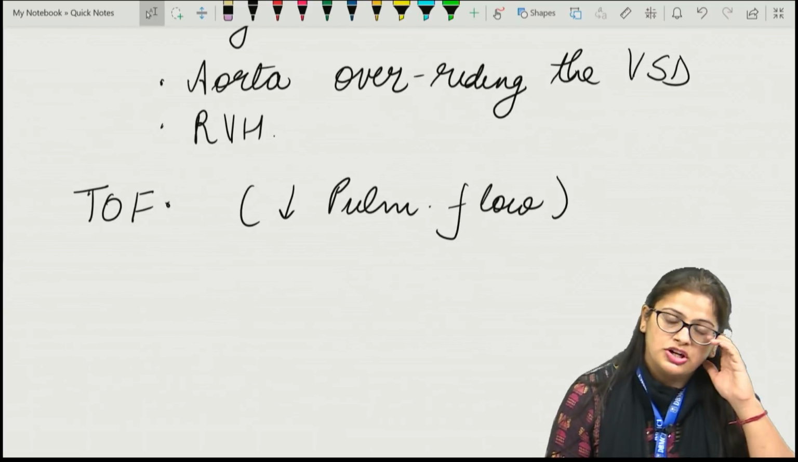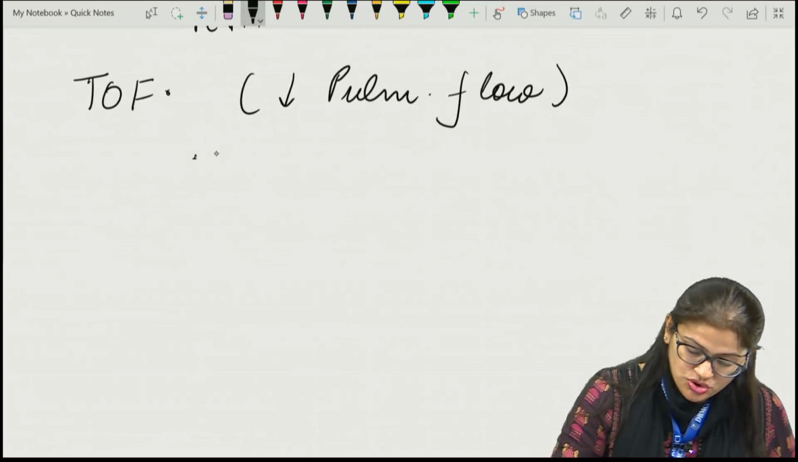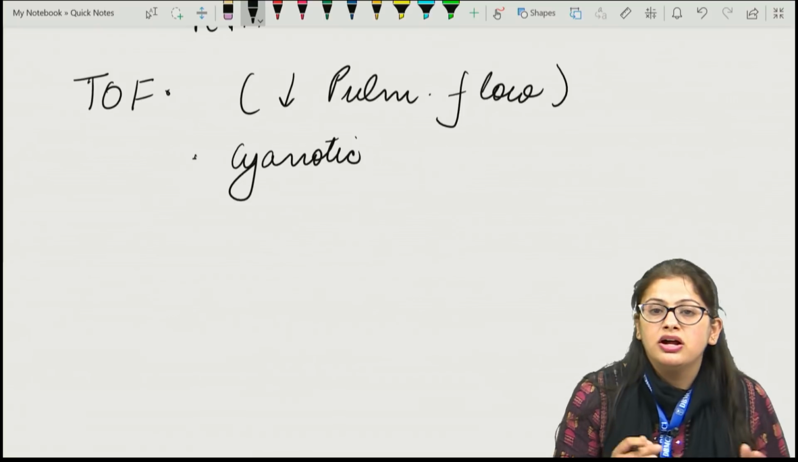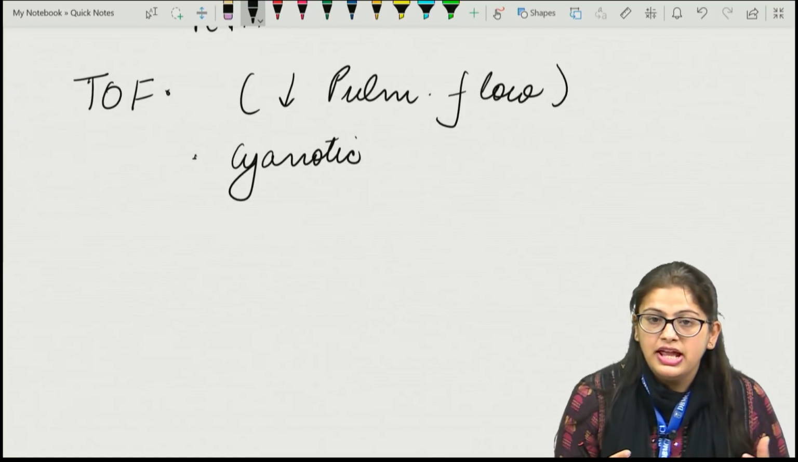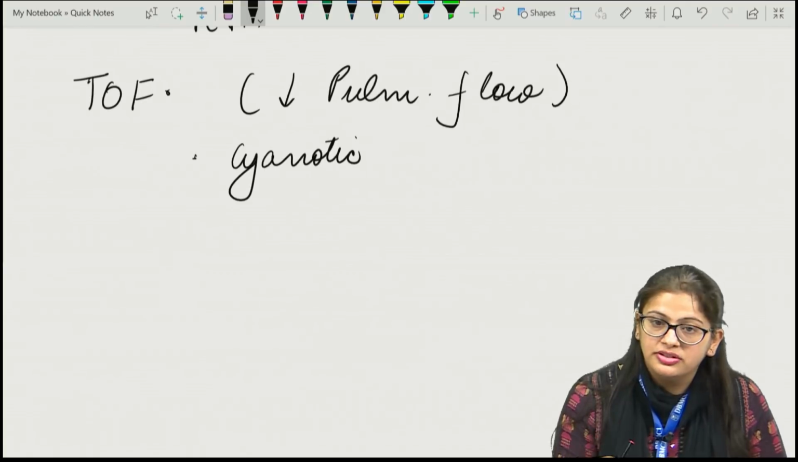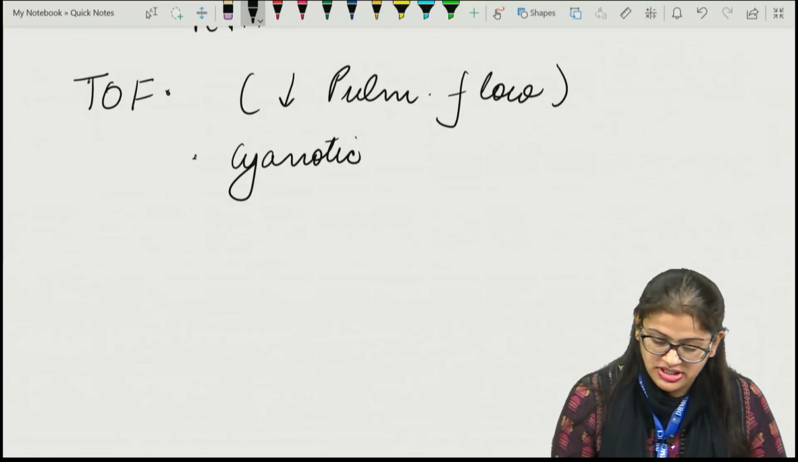So because tetralogy of Fallot has decreased pulmonary blood flow, there are episodes of cyanotic spells which usually occur after exertion or after the child cries vigorously, in which case the pulmonary stenosis becomes more severe and the flow across the pulmonary valve further reduces. In this situation, the child becomes even more cyanotic and sometimes may even lose consciousness.